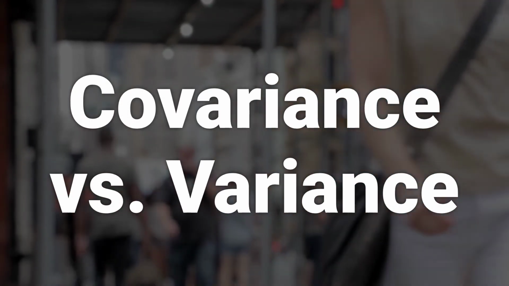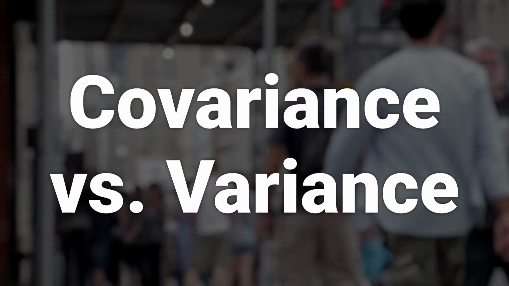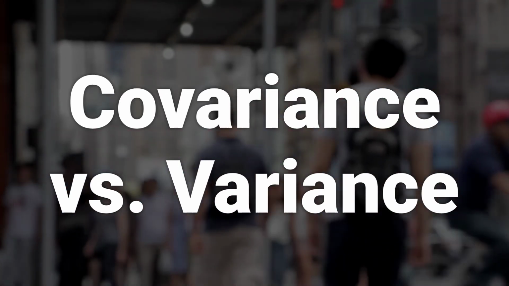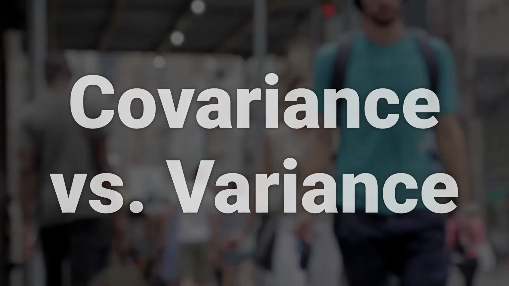Covariance and variance both measure how data points are distributed around a calculated mean. However, variance measures the spread of data along a single axis, while covariance examines the directional relationship between two variables.